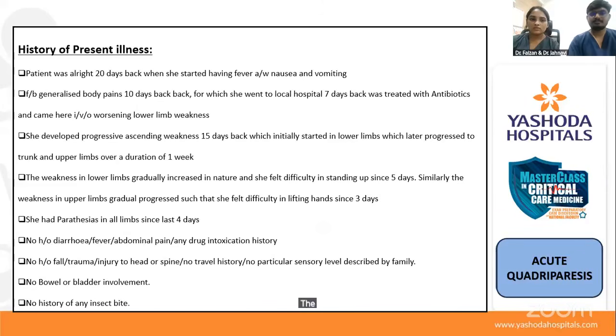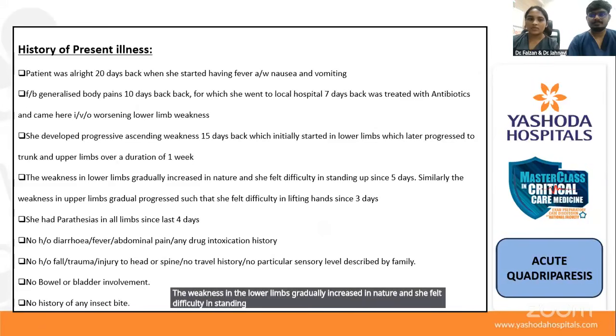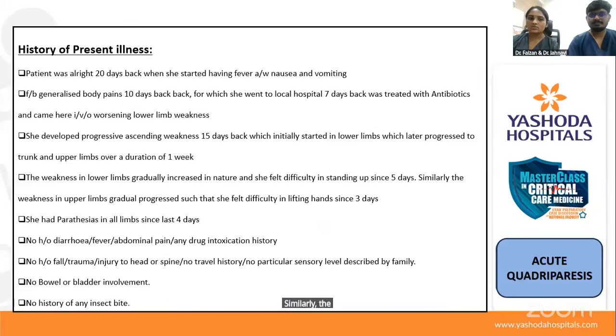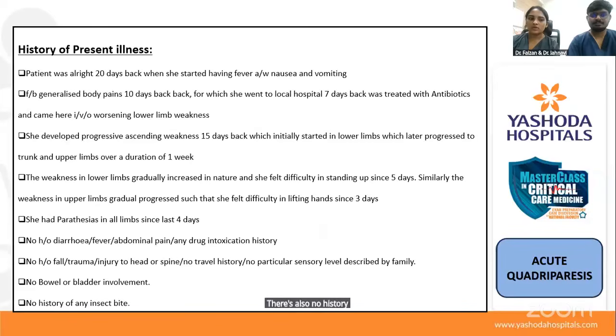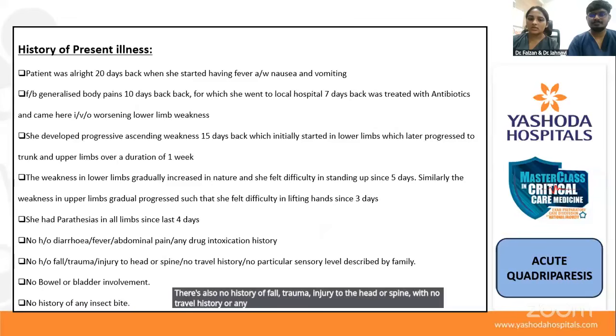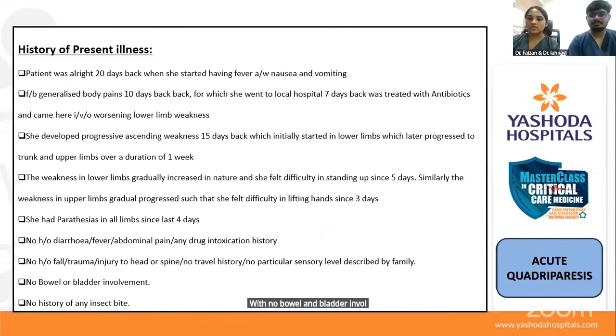The weakness in the lower limbs gradually increased, and she felt difficulty in standing up since the last 5 days. Similarly, the weakness in the upper limbs also progressed such that she felt difficulty lifting her hands since 3 days. She had paresthesias involving all 4 limbs, with no history of diarrhea, fever, abdominal pain, or any drug intoxication. There is also no history of fall, trauma, or injury to the head or spine, no travel history, no particular sensory level as described by the family, no bowel and bladder involvement, and no history of any insect bites.